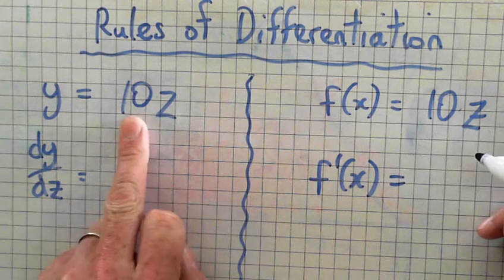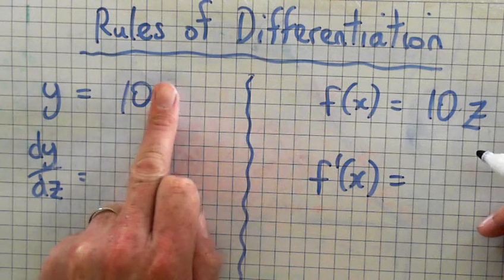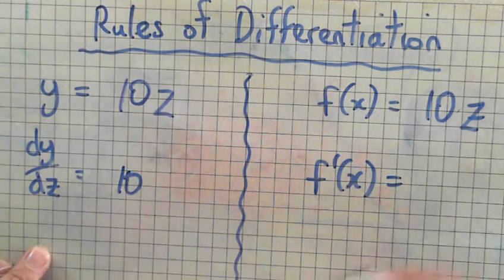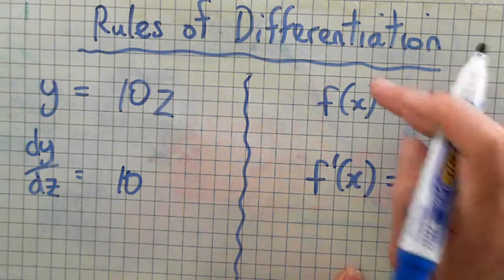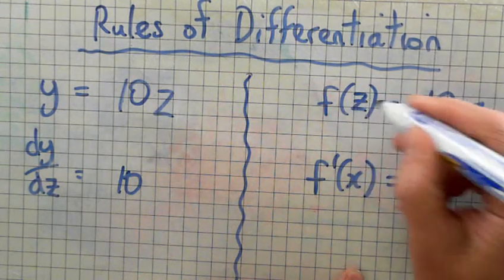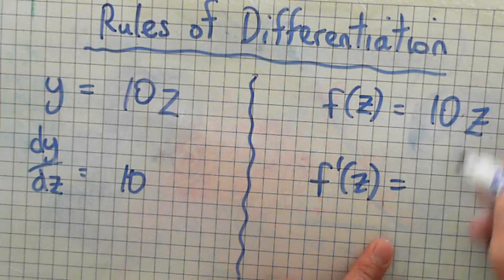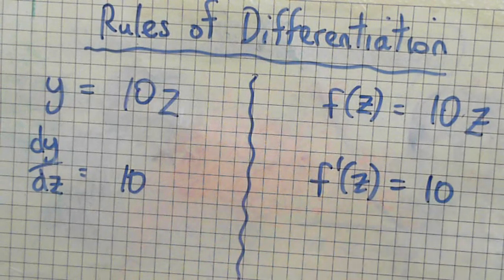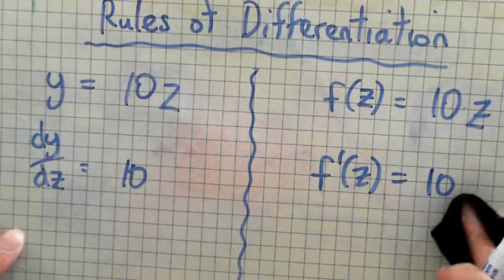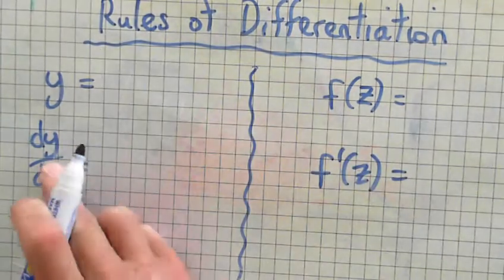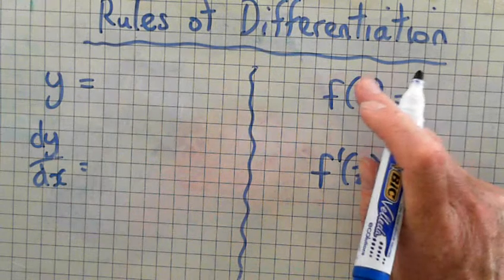So the same as differentiating 10x, if I differentiate 10z, I can just remove the z. The answer is 10. It just cancels out. I'm simplifying it now. Right, we'll go back to y's and x's.